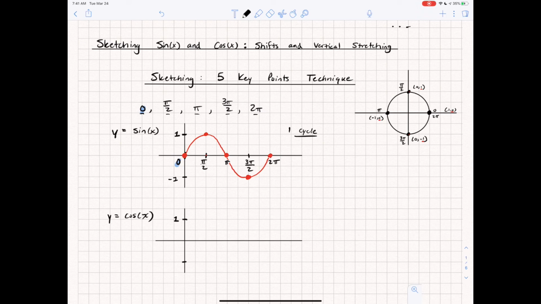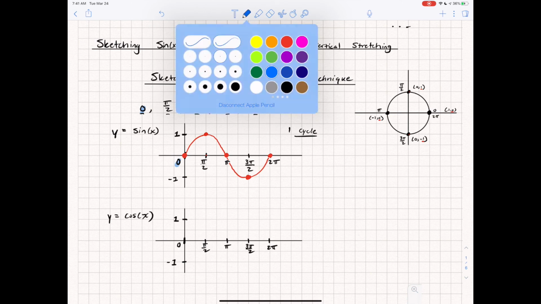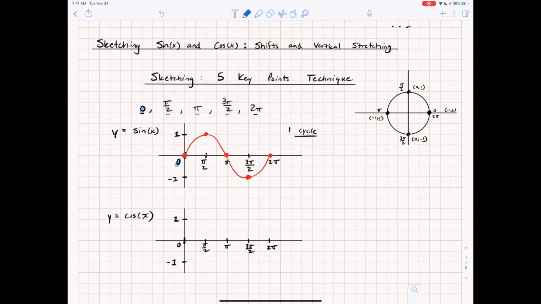Again, noting that cosine maxes out at 1 and -1 as a min. And I'm going to mark 0, pi over 2, pi, 3 pi over 2, and 2 pi, like we did before, using the same 5 key points. Now cosine is referencing the x-coordinate as I travel around the unit circle. So at 0, the x-coordinate is 1. So I'm not starting at the origin like I am with sine. Cosine is actually starting at its maximum.